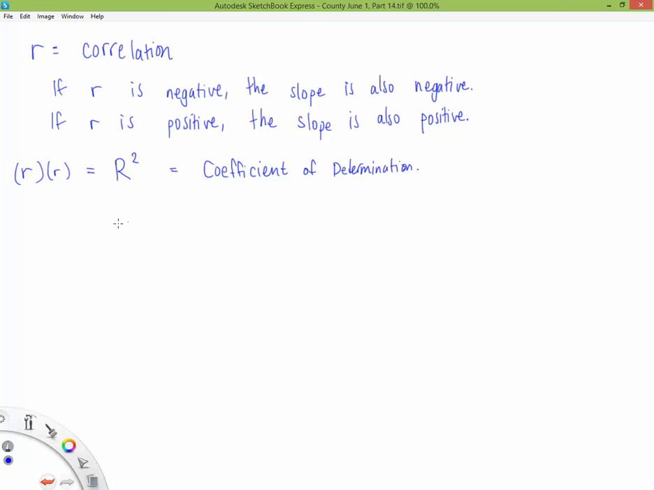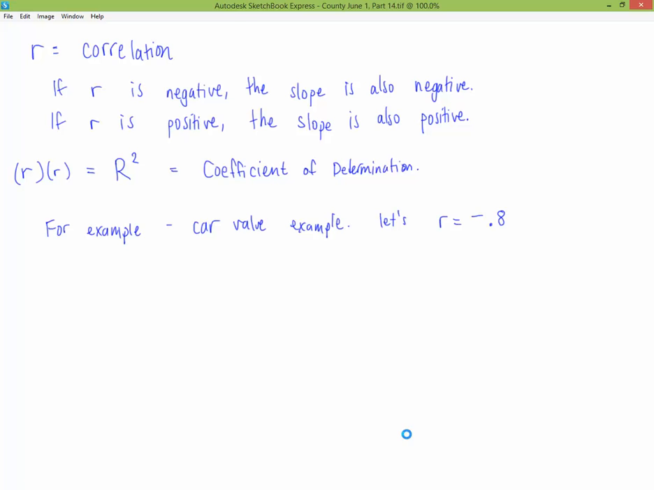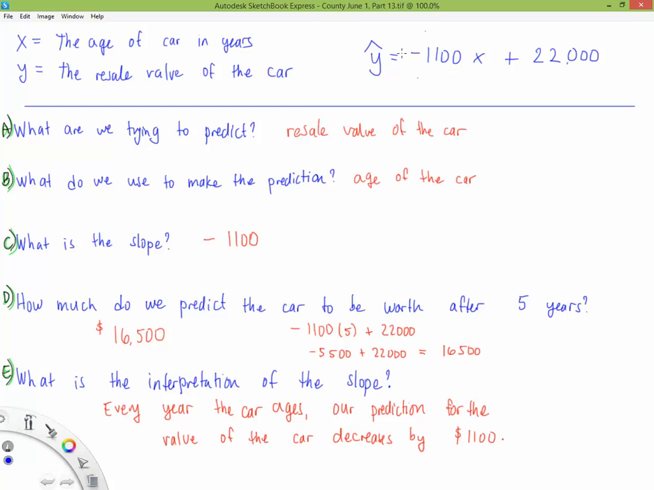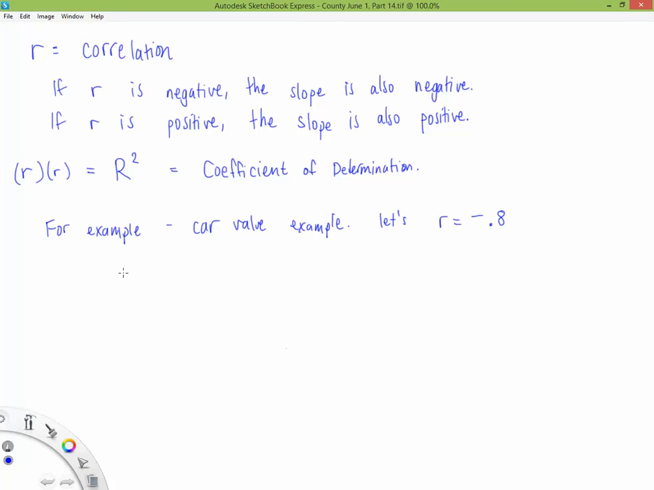And so let's say, for example, in our car depreciation value, for the car value example, and I didn't report this to you, but let's say R was equal to negative 0.8. So we go back a slide. I didn't write this there, but let's say R was negative 0.8, and that's why we have a negative slope of $1,100. What would R squared be?